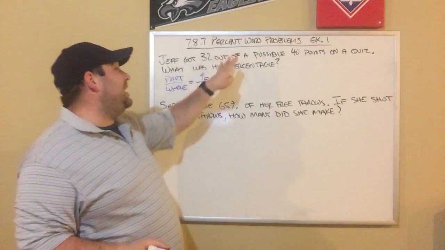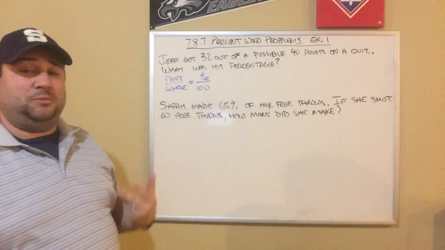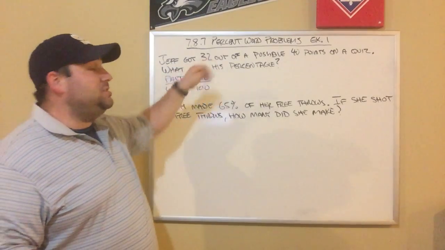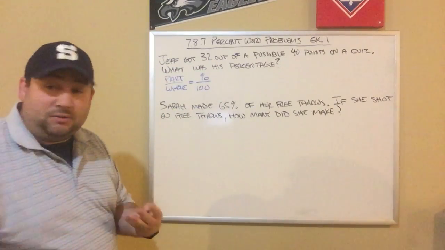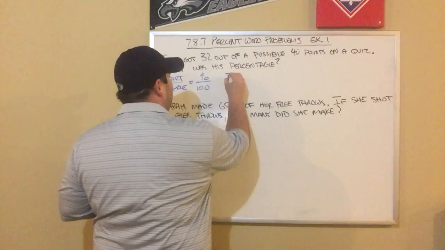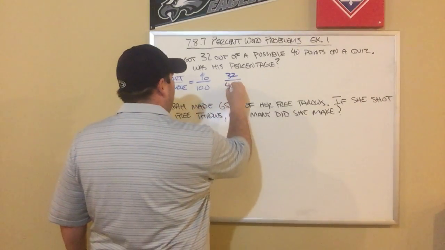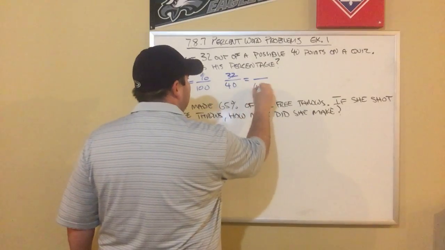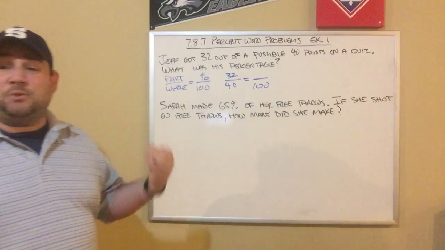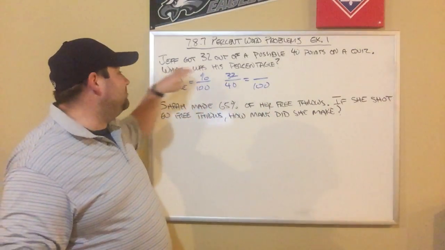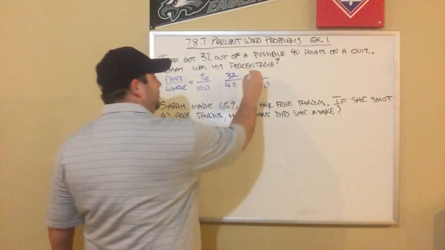Because we see Jeff got 32 out of a possible 40 points. So the part, Jeff got 32. He got part of it right. He got 32 of them right. The whole is the whole quiz, which was 40 points. And that's going to equal, this is always 100. And percent, in this case, that's what we're trying to find, because that's what the question says. It says, what was his percentage? So I'm going to put an X there.